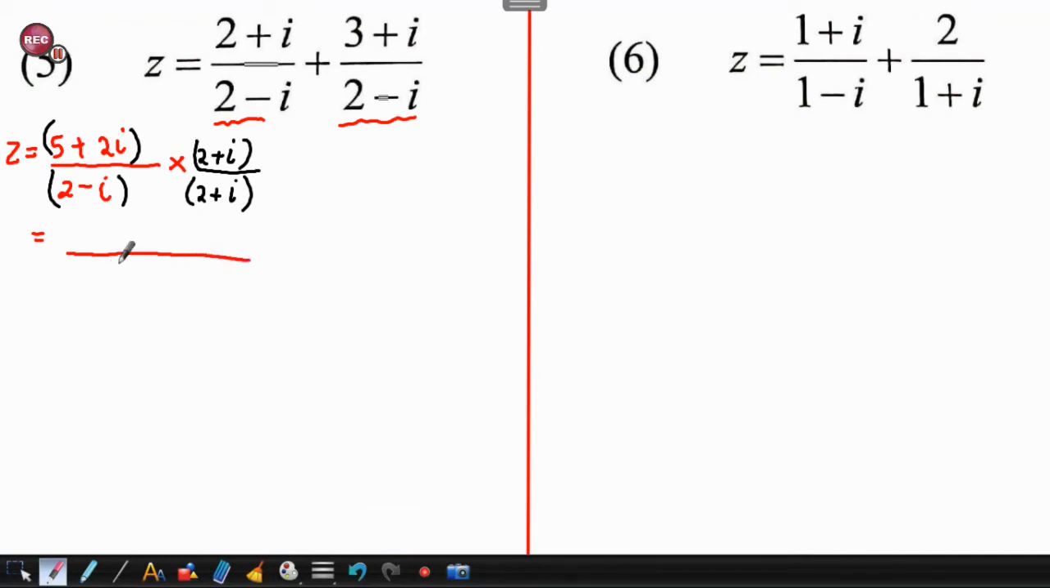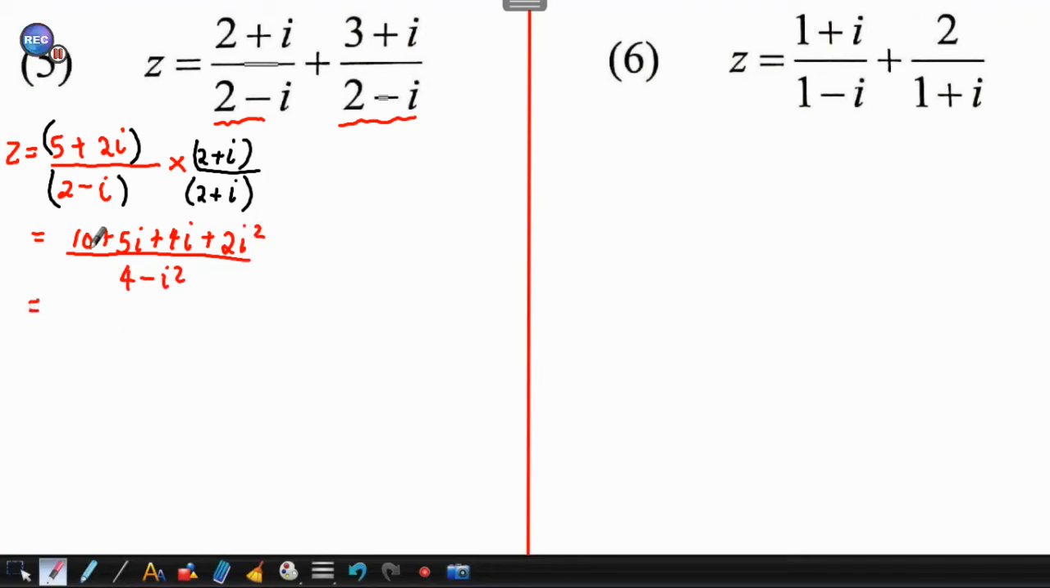Then I'm going to go ahead and simplify. At the bottom, it's quite straightforward, a difference of 2 squares, so we'll have 4 minus i squared. And then at the top, we'll have 5 times 2, which gives 10, then 5 times i, which gives 5i, then 2i times 2, which gives 4i, and then 2i times i, which gives 2i squared.